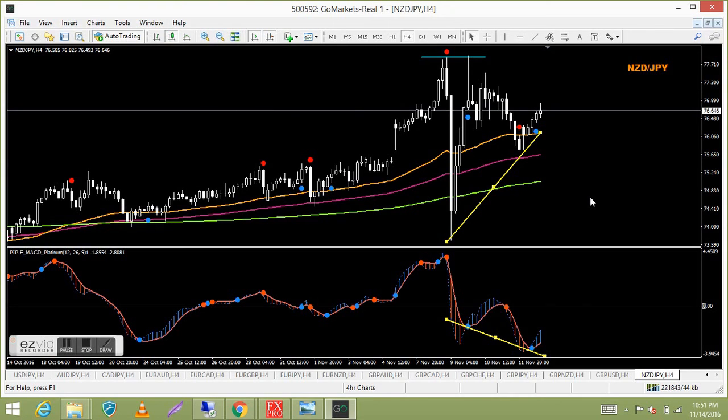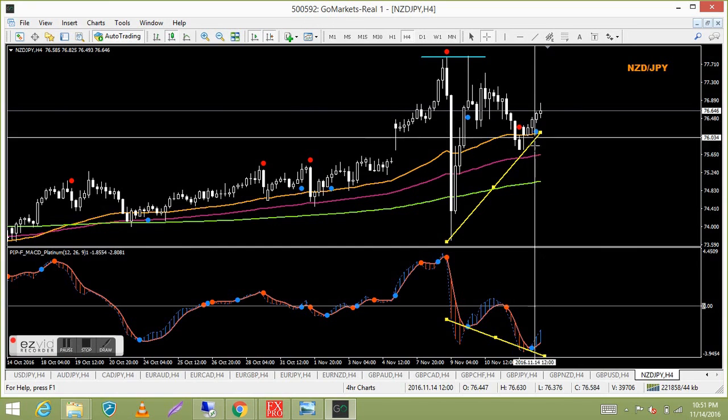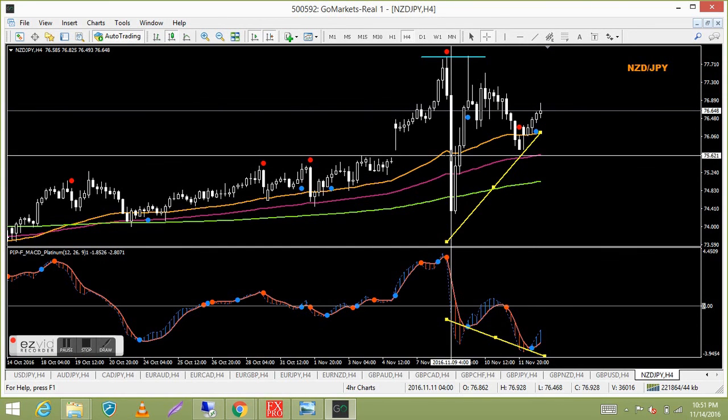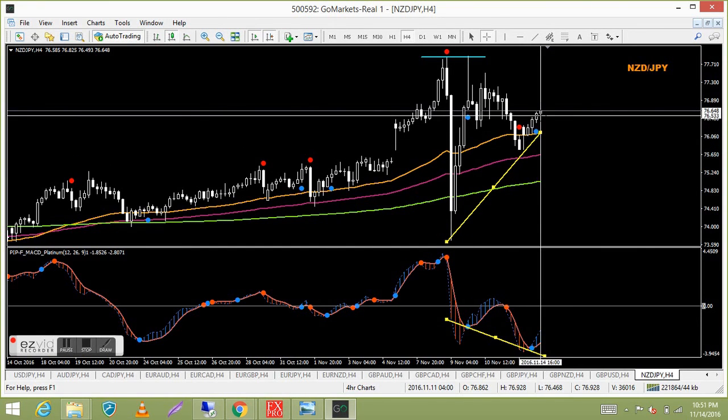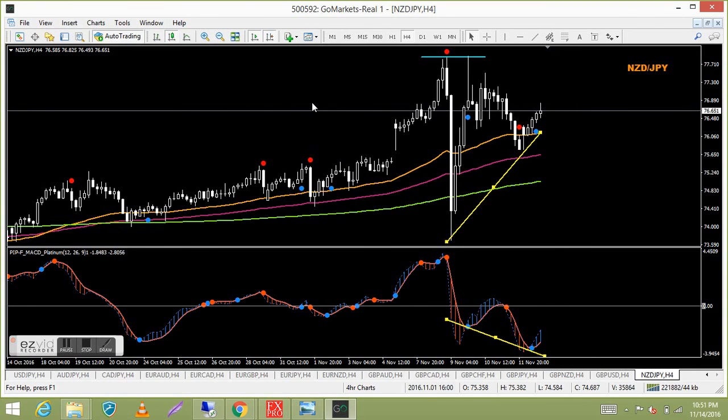New Zealand yen, again another ugly chart. There is some divergence again, regular bullish divergence, so you think it'd go to the upside. And there was a buy signal technically there on that blue dot. I didn't take it. I just don't like these charts, but you could have taken it. You could have probably got a few pips out of it.